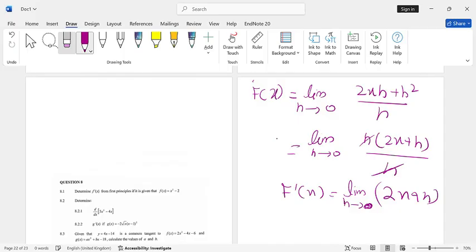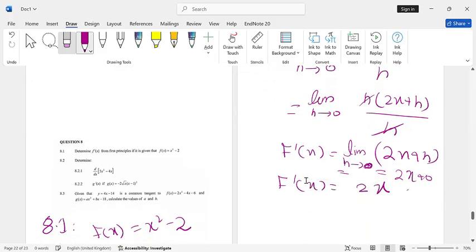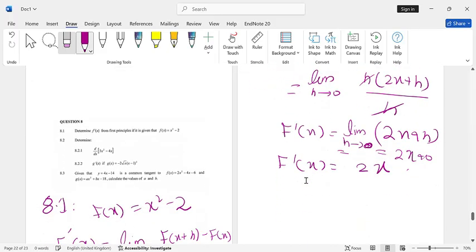Okay, so f prime of x equals 2x. When we put in the limit, which is going to be 0, we have 2x plus 0, so the value of f prime of x is 2x. Okay? So this is the answer we have. The right answer is this. So what is the next question?